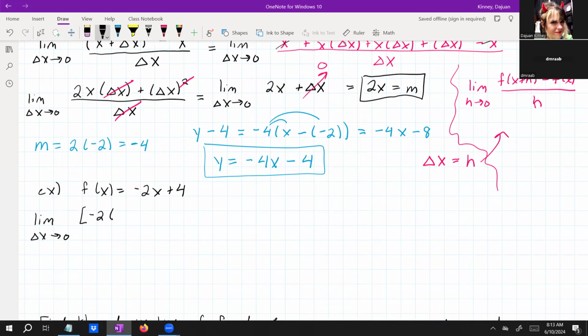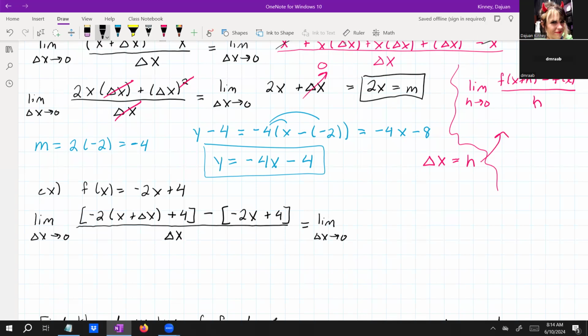Parentheses are your friend. X plus delta x plus 4 minus parentheses again. It is so easy to get lost in the signs. So overdo parentheses if you need to. Okay. All right. I will FOIL. I'm not going to use as many steps written out as I did last time. I'm hopeful that we're getting better at those if we weren't good already.